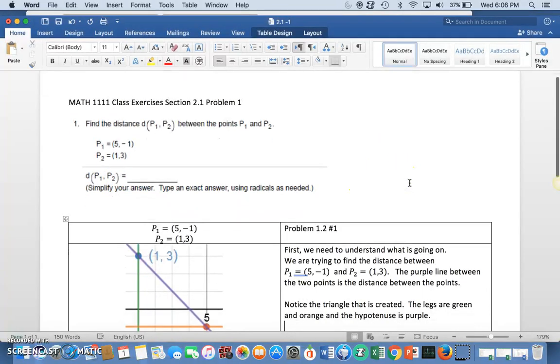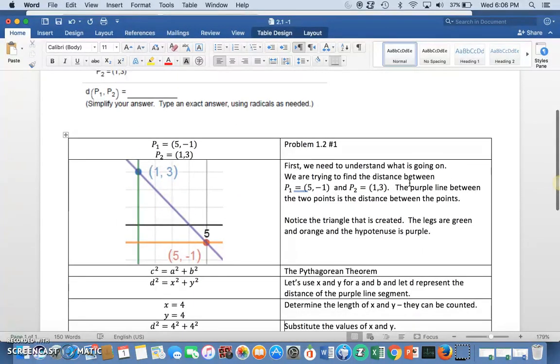I want to show you a visual representation first before we actually get into the formula. I've plotted the 2 points, and if you can create a right triangle with any 2 points, the distance between them is this hypotenuse right here. So we're going to use the Pythagorean theorem, C squared equals A squared plus B squared. I'm going to readjust that for this particular problem.